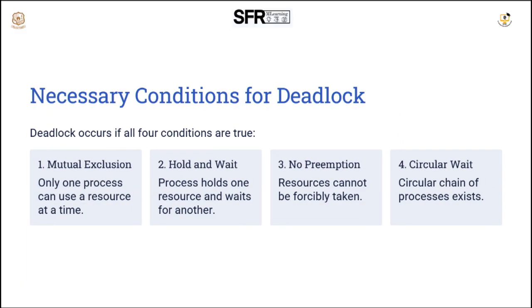Necessary conditions for deadlock. Deadlock occurs if all four conditions are true. Mutual exclusion, that is only one process can use a resource at a time. Hold and wait, process holds one resource and waits for another. No preemption, resources cannot be forcibly taken. Circular wait, circular chain of processes exists.